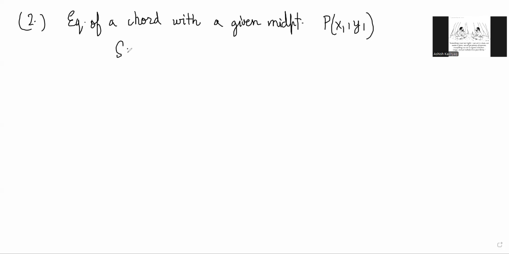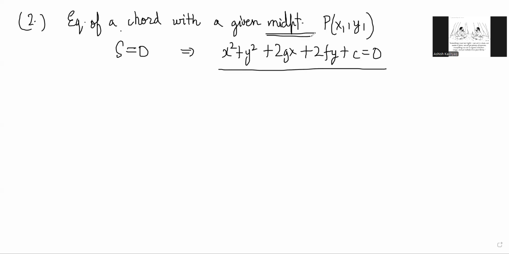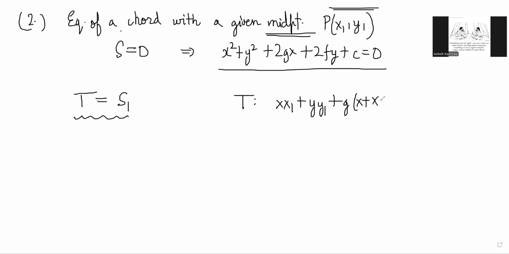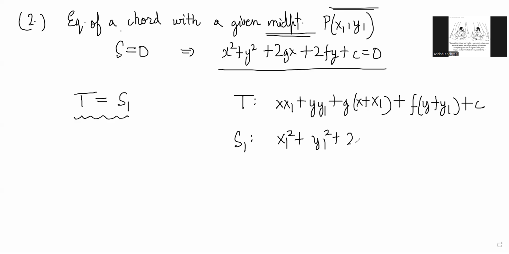So in this case, if the circle equation is S equal to 0, which is x square plus y square plus 2gx plus 2fy plus c equals 0, the equation of the chord with a given midpoint P is basically T equal to S1, where both T and S1 are written with respect to this point (x1, y1). So what will be the T equation? It will be xx1 plus yy1 plus g(x plus x1) plus f(y plus y1) plus c. And what is S1? S1 is putting (x1, y1) into the circle equation. So it will be x1 square plus y1 square plus 2g x1 plus 2f y1 plus c.